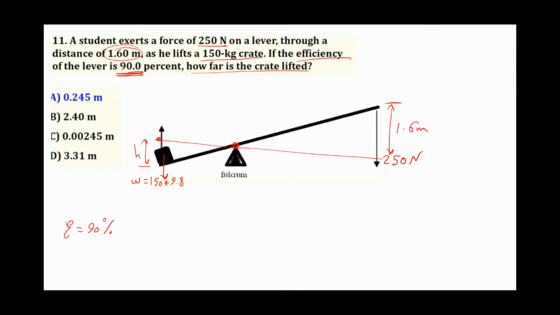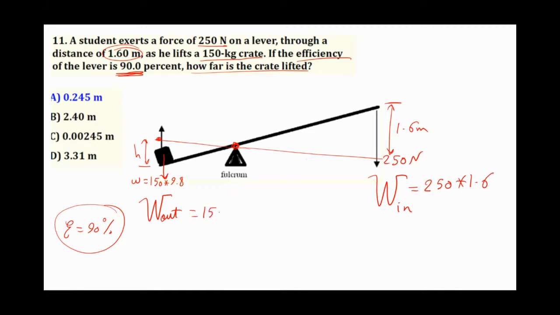What should we do? Here is the input work, and here is the output work, and the efficiency is 90%. What is the input work? The force that he does times the distance he moves. And what is the output work? The weight, or we can say it's mgh, very easy. I need to lift the weight upward, so it's mgh. mg is the weight, 150 times 9.8 times the height h.